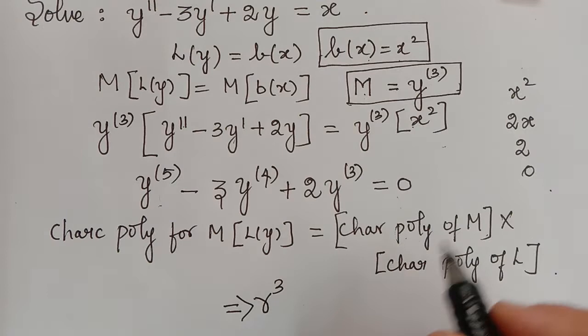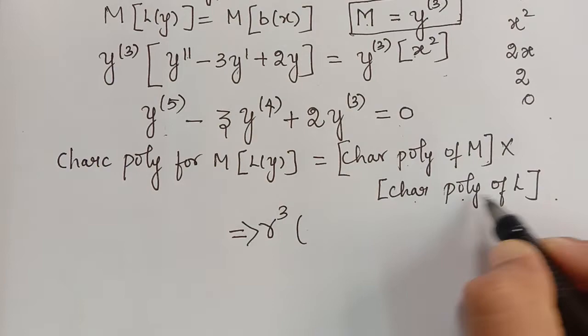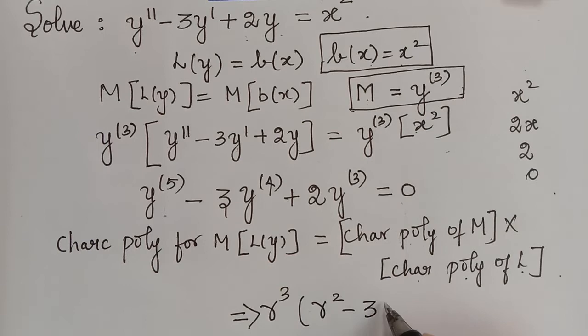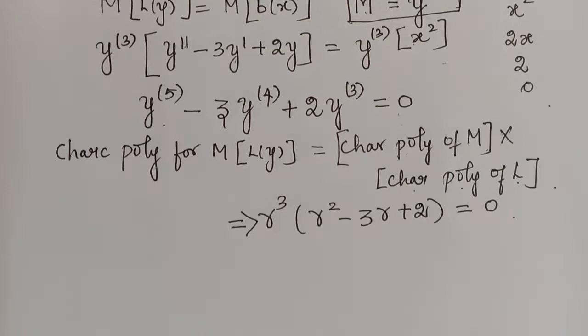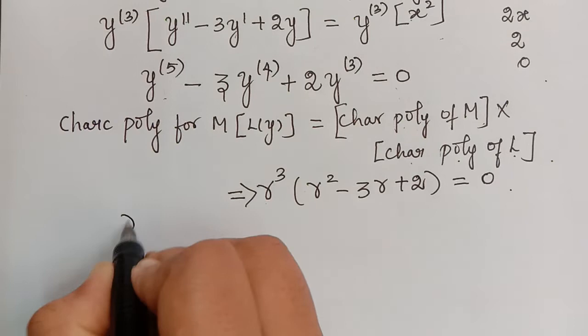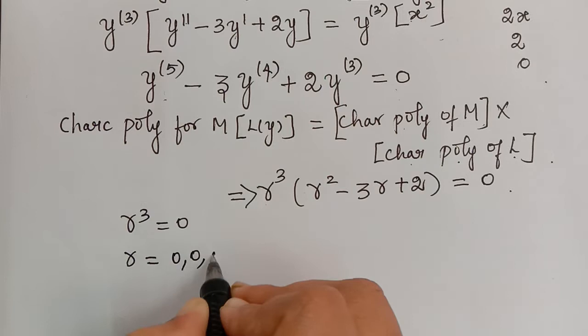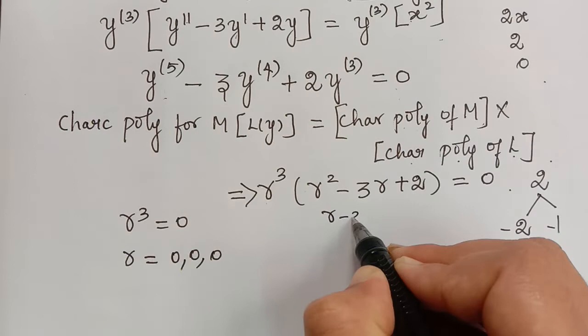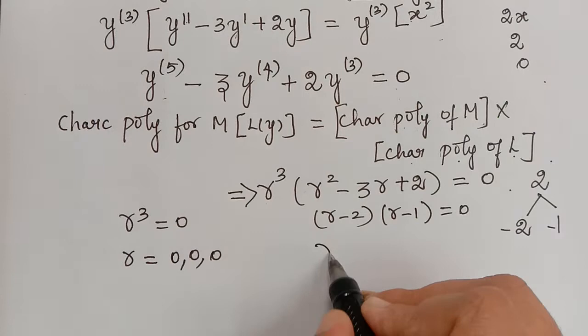Then this has to be multiplied with the characteristic polynomial of L. Now what is L? L is y double dash minus 3y dash plus 2y, so its characteristic polynomial will be r square minus 3r plus 2 is equal to 0. Now r cube is equal to 0, from which we get r equal to 0 thrice. And r squared minus 3r plus 2 equal to 0, when we factorize it, gives r minus 2 multiplied with r minus 1 equal to 0, and so the value of r is equal to 2 and 1.